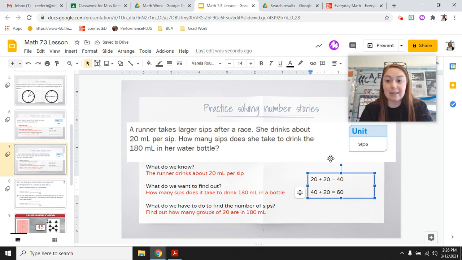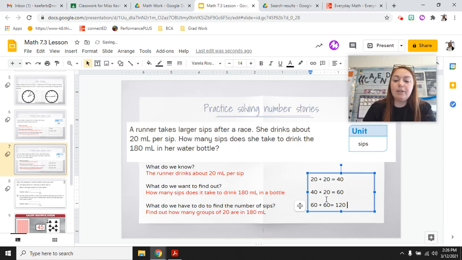So now I'm at 60 milliliters. And if I would do 60 plus 60 equals 120, good. I jumped. So we found out that how many sips was in 60 milliliters? 3 sips. So I just did 3 sips plus 3 sips. So this would be a total of 6 sips, 120.